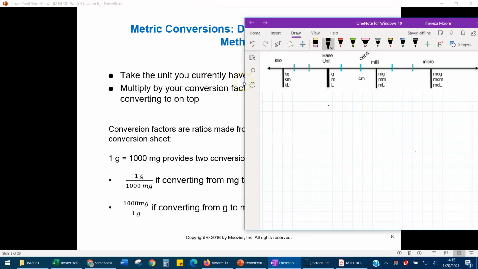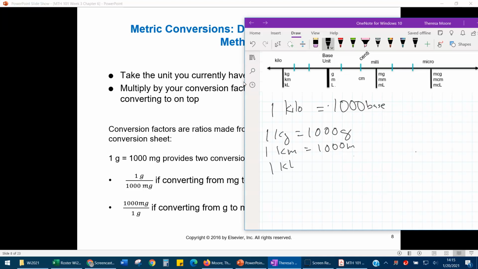We said each of these big jumps is 1,000. So 1 kilogram would be 1,000 grams. 1 kilo of any of these, kilogram, kilometer, kiloliter, equals 1,000 grams, meters, or liters. So 1 kilo is 1,000 of the base unit. 1 kilogram is 1,000 grams. 1 kilometer is 1,000 meters. 1 kiloliter is 1,000 liters.